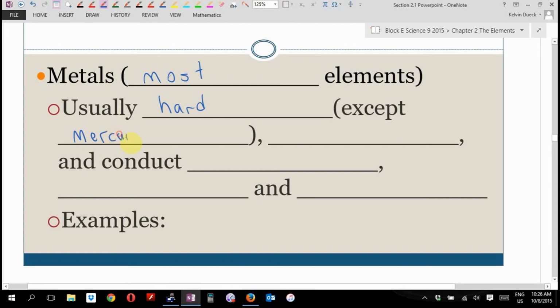I'm going to write this out just once, but from now on, I'm going to start to use the abbreviations because I tend to abbreviate. Mercury is a weird one. It's Hg. Okay.